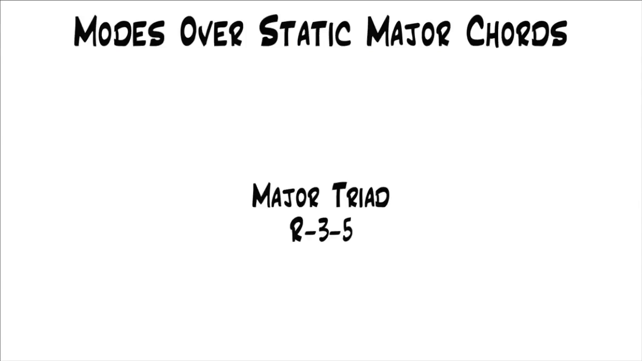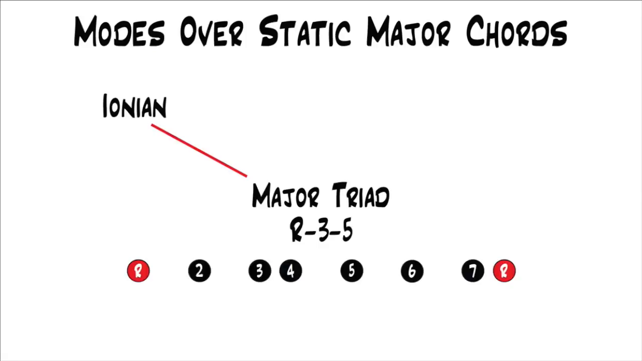So the first thing we're going to look at is a major triad. You know that's just a root, a third, and a fifth. If you were going to solo over any major triad chord, you'd have the option of using the Ionian mode. And you know that an Ionian mode is root, 2, 3, 4, 5, 6, 7. Well, that means that these tones of a major triad, a root, major third, perfect fifth, are straight out of the Ionian mode. So that means you can use the Ionian mode to solo over any major triad.